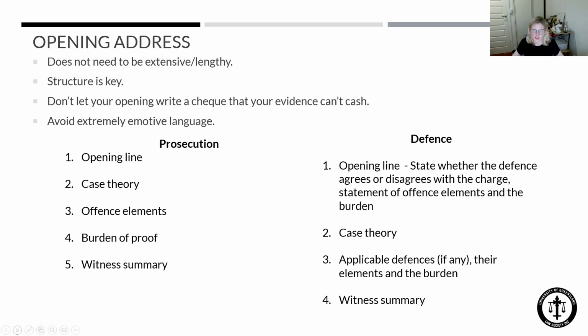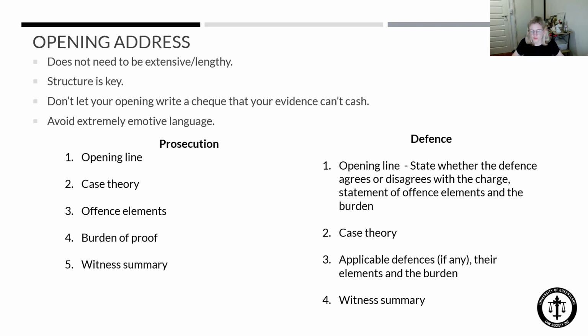So for prosecution, you start off with just a broad opening line that is more or less something like, the accused has been charged with X under X Act. In terms of the case theory, I will come to that in a second. And then you set out the elements of the offence. You briefly say, we have to prove this offence beyond reasonable doubt. And then you give a 1 or at most 2-line summary of what your witness is going to say.